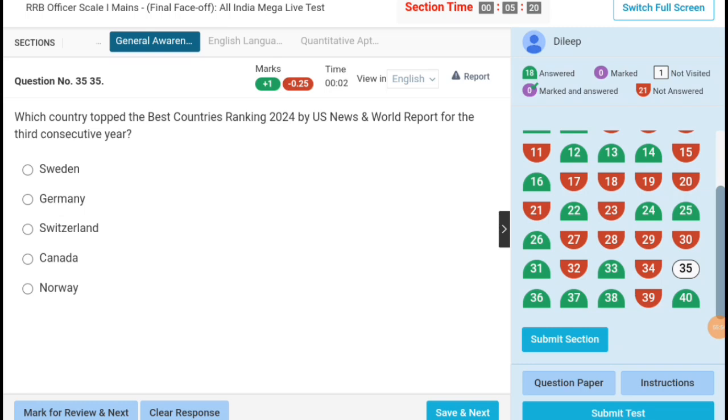Which country topped the best countries ranking? Switzerland. Third consecutive year.